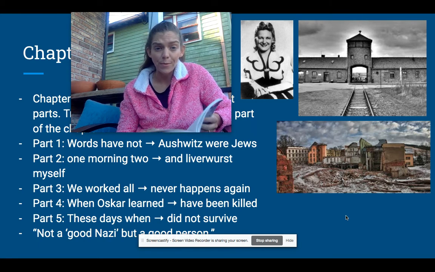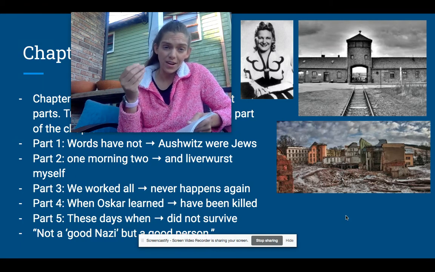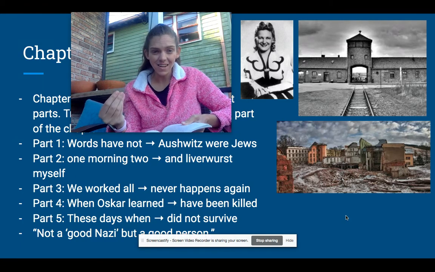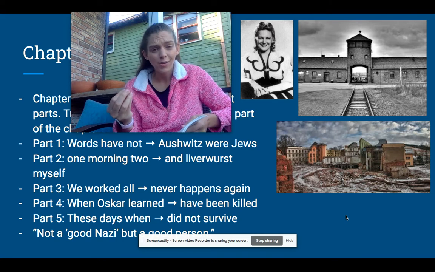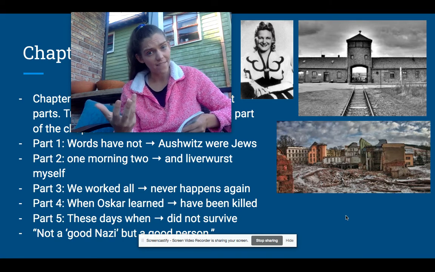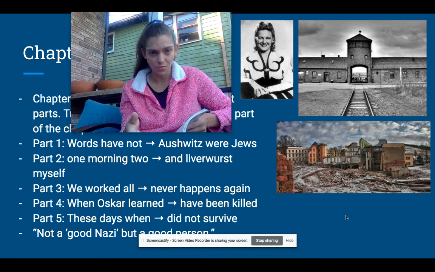So the soup was made with sawdust. Sawdust is like if you're working with wood and all of that dust comes from it, that's sawdust. So they were putting wood shavings into the soup that they were feeding the Jews.